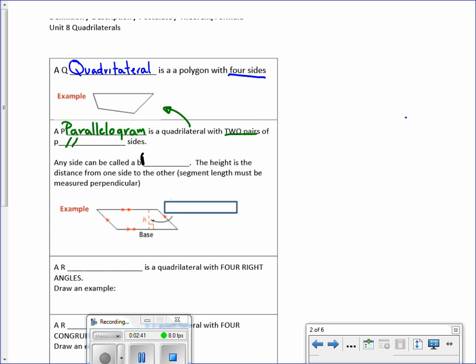Now, in this figure, any of the sides can be called a base. So finding the height of a parallelogram depends on which side you choose as the base. But the height is always measured as a perpendicular, like in the picture, from one base to the other, and it's direct. So it's not one of the sides from a base to a base, or a side to a side, but rather a perpendicular, such as this one.